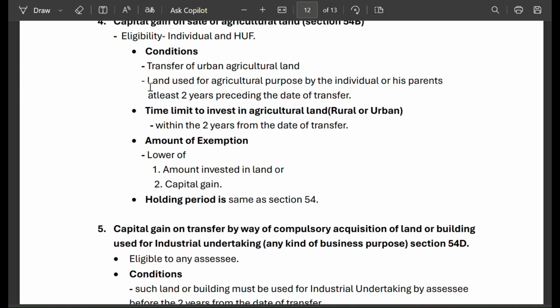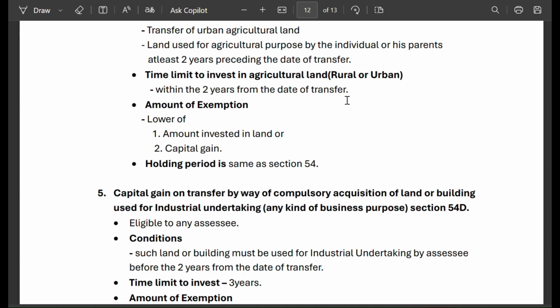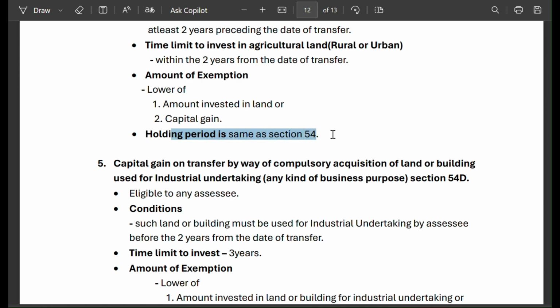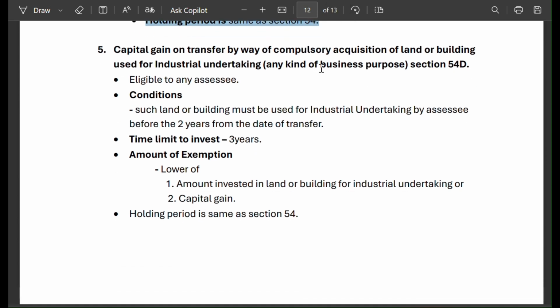And that land should be used for agriculture purposes by you or your parents in the 2 years preceding the date of the transfer. For example, if you are transferring today, 10th December 2024, that land should have been used for agriculture purposes before 2 years from today. And the time limit to invest in the new land: you may purchase either rural or urban agriculture land within 2 years from the date of transfer of that urban agriculture land. In this case, the amount of exemption is simply the amount invested in the new asset or the capital gain, whichever is lower. And the holding period is the same as section 54, that is 3 years. You don't need to remember the holding period for all the sections.